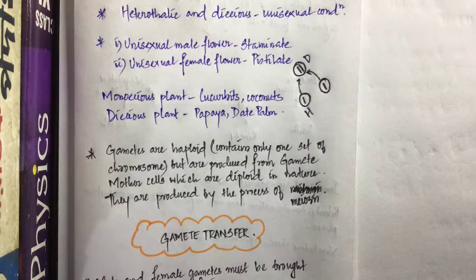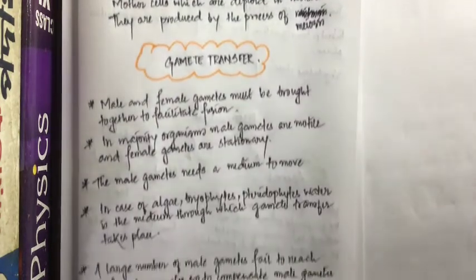So once again, gametes are what? They're haploid, but they are produced from what? They are produced from gamete mother cells, which are themselves diploid, and they are produced by the process of what? Meiosis, not mitosis. Don't make mistakes like me. I am a teacher, I can make mistakes and then clarify them, but if you make a mistake in your exam, the marks will be gone. So what is this process? Keep in your mind, it is meiosis. Great. Gamete transfer.